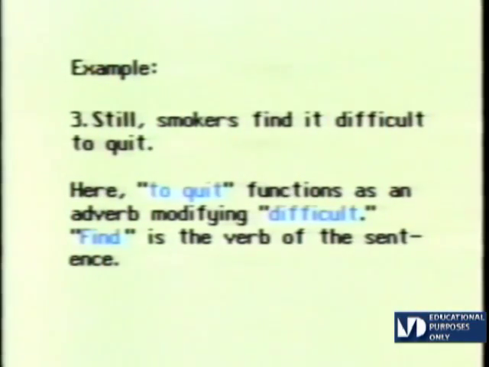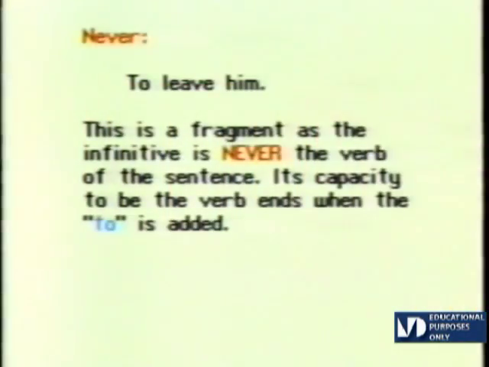Example 3. Still, smokers find it difficult to quit. Here, to quit functions as an adverb modifying difficult. Find is the verb of the sentence. To leave him is a fragment, as the infinitive is never the verb of the sentence. Its capacity to be the verb ends when the to is added.